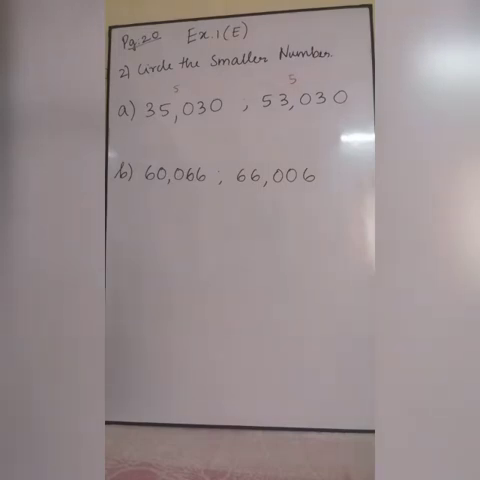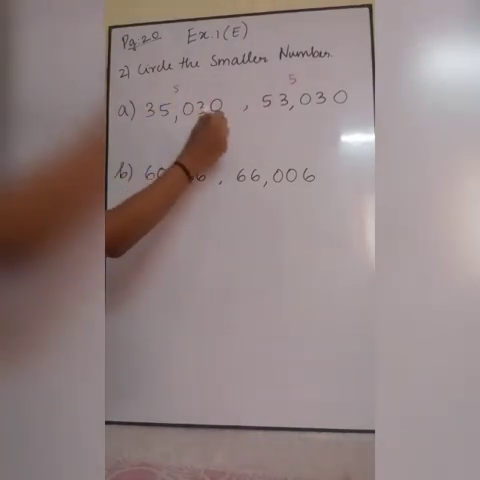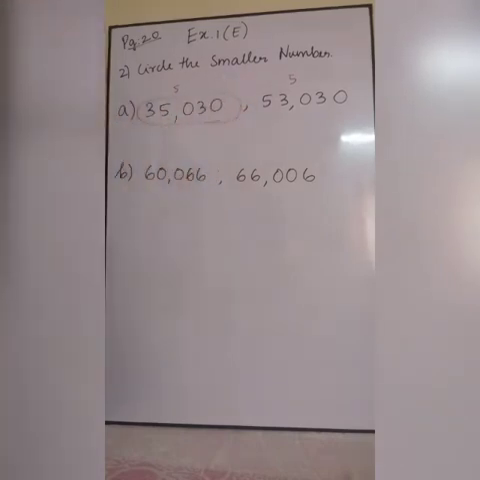So what I am doing is starting from the left side. 3 5. Which is smaller? 3. So you can circle this number. Okay, 35,030 is smaller than 53,030. Since we can't compare by the number of digits, I am starting from the first digit. 3 5. So this is smaller, so I have circled it.